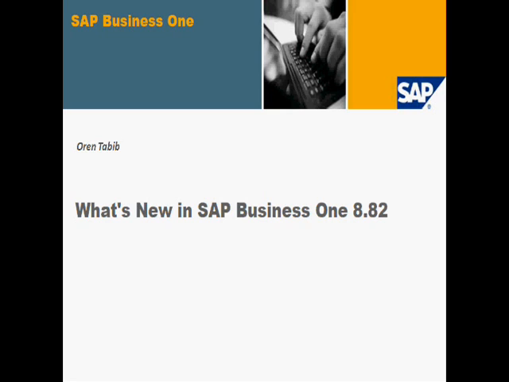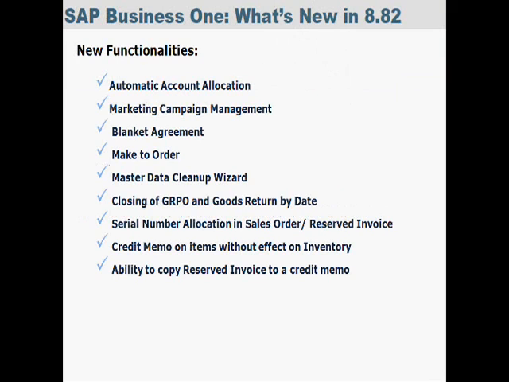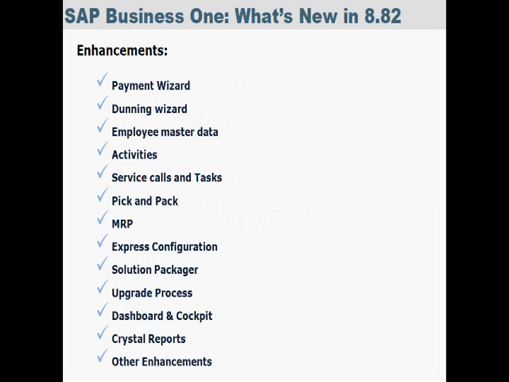But just before that, maybe I'll walk you through some of the things that I will show in this demonstration. I kind of divided that into two main areas. One of them is new functionalities, which you can see over here. And then I'll go through some of the enhancements. The enhancements are basically functionalities that we are familiar with from previous versions, but SAP extended these functionalities in 8.8.2. So let's go into Business One and see how it works.